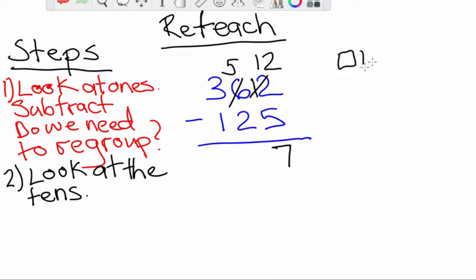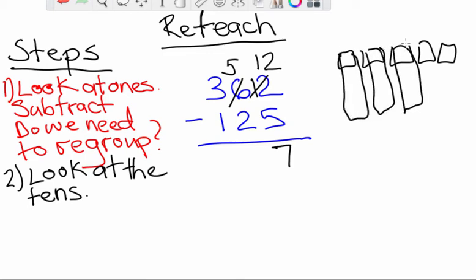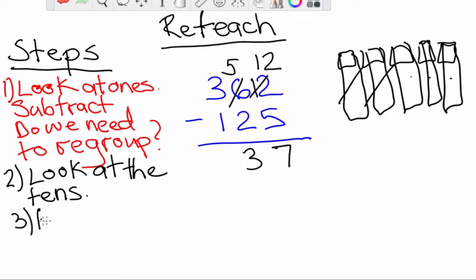So if I have 1, 2, 3, 4, 5, well, actually, those are tens. So let's make them into tens. So I've got 5 tens. The question is, can I take 2 away? 1, 2. Yes, I can. No problem. So I know that I've got 1, 2, 3 left. So I've got a 3 in the tens place. Great. Did that. Now I've got to look at the hundreds. And I'm just going to write this quickly because I think you've got the hang of it.